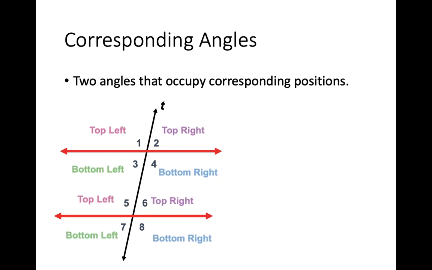Similarly, 2 and 6 would be in the top right. Those would be corresponding angles. 3 and 7 are in the bottom left. Those would be corresponding angles. And 4 and 8 are in the bottom right. They'd be corresponding angles. They're in the same position, the corresponding position, so they're called corresponding angles.